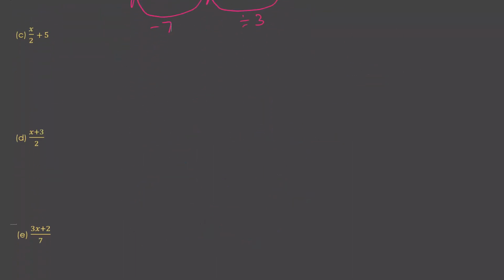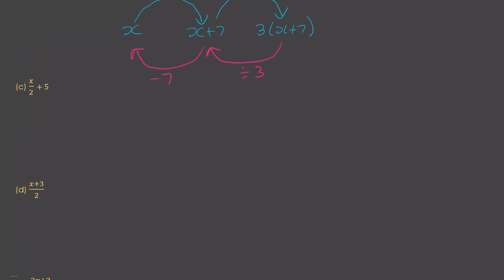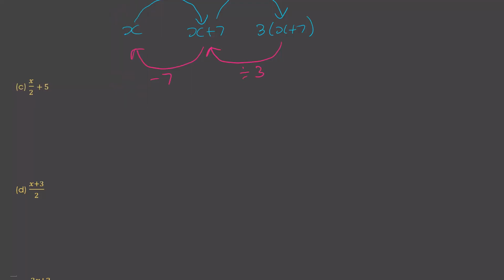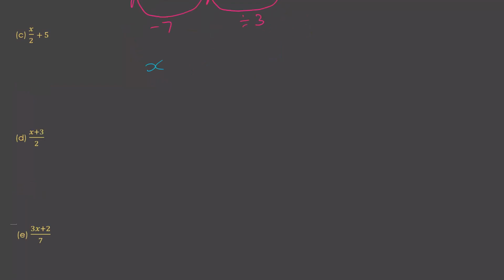So we've got a few more expressions to go. Let's select the correct pen, this one here, and then we have, starting with x, the first thing that happens is that we divide by 2, that's just here, and that gives me x over 2, and then I'm going to add 5 to give myself x over 2 plus 5.